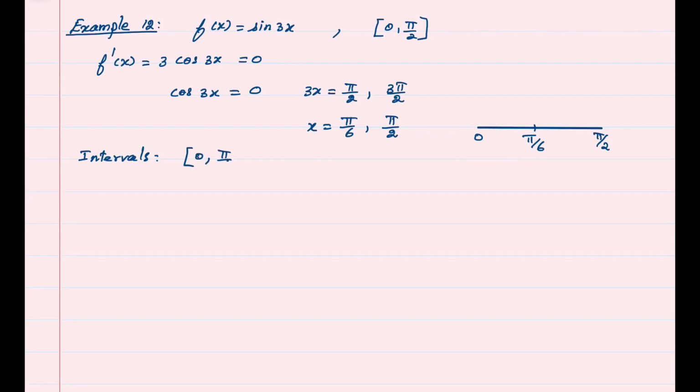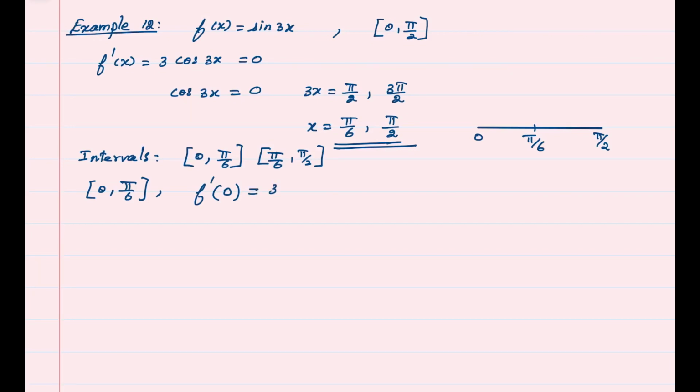0 to pi by 6 and pi by 6 to pi by 2. 0 is already included in the domain. Now we will check the sign of f dash in these intervals. Let us check for the first interval. We cannot use a critical value for checking the sign of f dash. Pi by 6 is a critical value. Don't substitute pi by 6 and check, but we can substitute 0. 0 is not a critical value, so we can use that value.